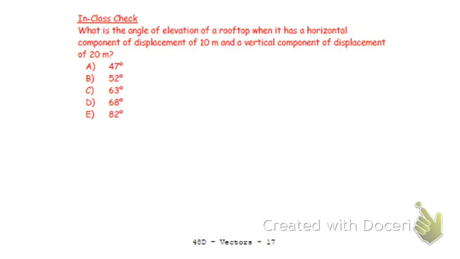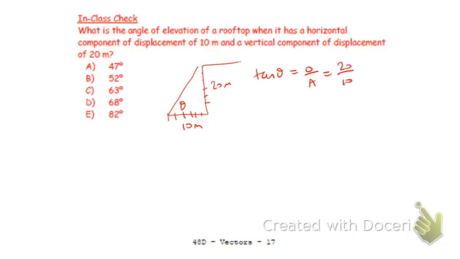What is the angle of elevation of a rooftop? So here's a rooftop, and the rooftop has a horizontal displacement of 10 meters and a vertical displacement of 20 meters. So I'm basically looking at that. There's my angle. Tan theta equals opposite over adjacent, which equals 20 over 10. Tan theta is equal to 2. Theta equals tan to the minus 1 of 2.